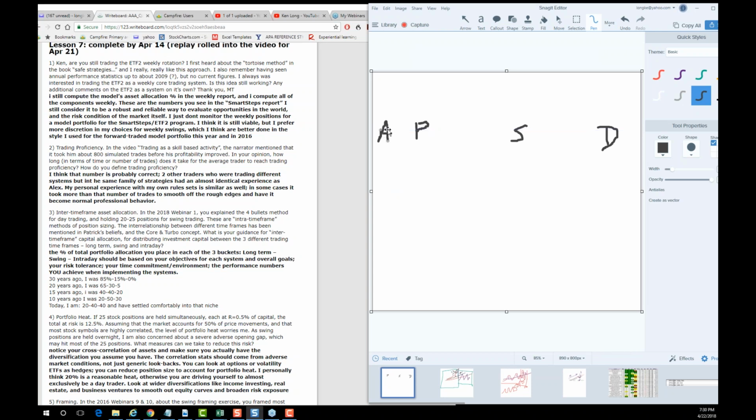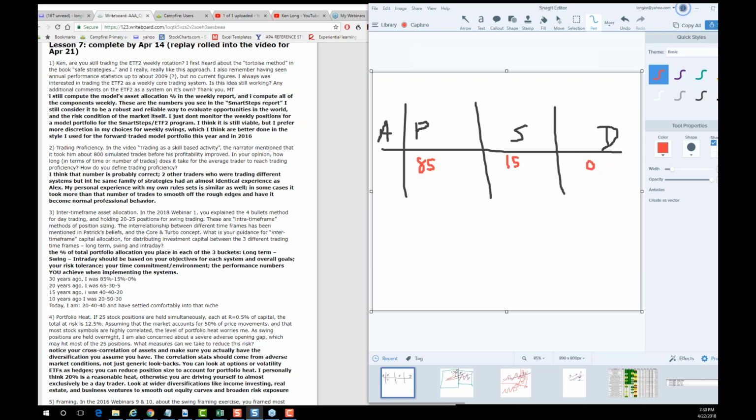But for me, I look at that annual rebalancing really on a monthly basis, almost like a rolling 12 months. And so, 30 years ago, I would say I was at 80, 85, 15, and 0, doing no day trading.